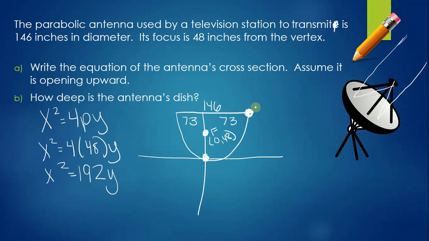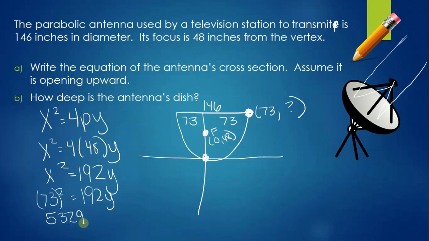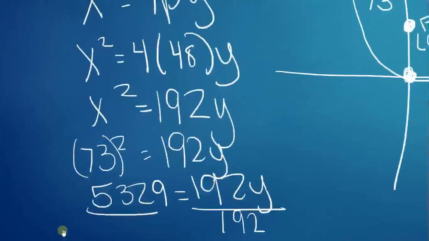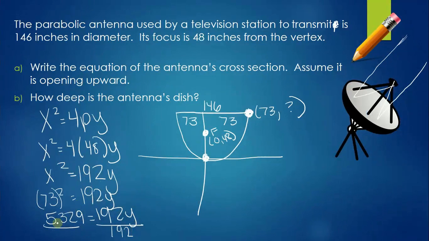Now, they want to know how deep the antenna's dish is, which tells me they want to know right here, this dot here at 73 for my x, what is the y value? How high is this dish on the ends? So I'm going to plug in 73 for x. 73 squared equals 192y. 73 squared is 5329. Divide by 192, on my calculator, excuse me. So I get y is 27.76, and we're going to assume inches.